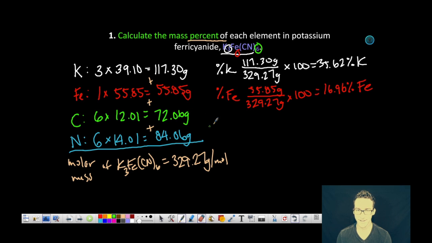Carbon, who's excited: there are 72.06 grams of carbon in the 329.27 total. Works out to 21.88% carbon. And then finally with nitrogen, same deal.